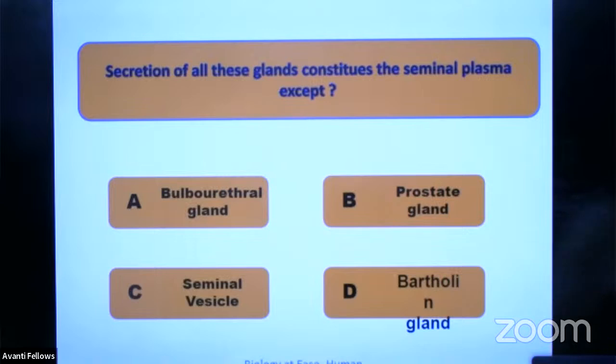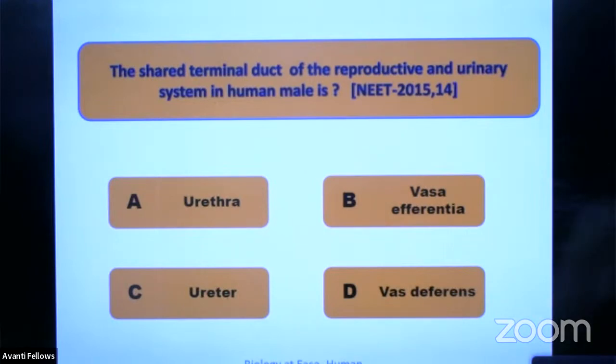So this Bartholin gland is not there. The seminal plasma is not there in the Bartholin gland. This Bartholin gland is actually a gland located on each side of the vaginal opening. It secretes some kind of mucus material for lubrication. So the correct answer is the Bartholin gland only. Then we will move to the next question, number 13.